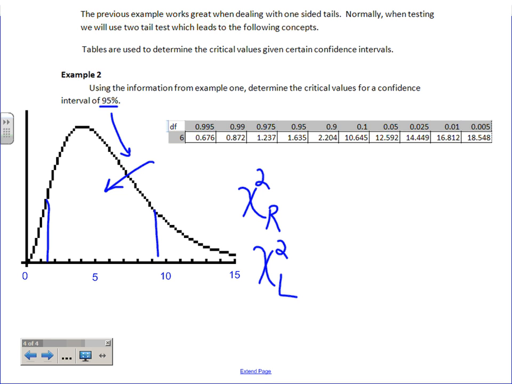But now here's where reading the tables becomes increasingly more complicated. The table you have is giving you one tail numbers. All right, and so we're going to have to work with that. Okay? So we're going to use the information from example 1. Well, according to this table, what information is important? Degrees of freedom. And how many did we have? We had 6. All right.